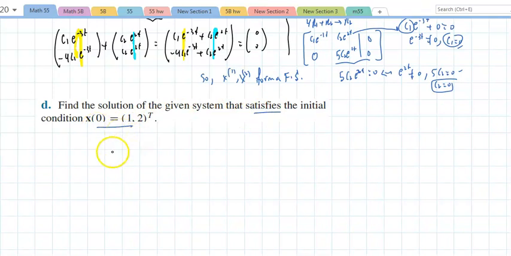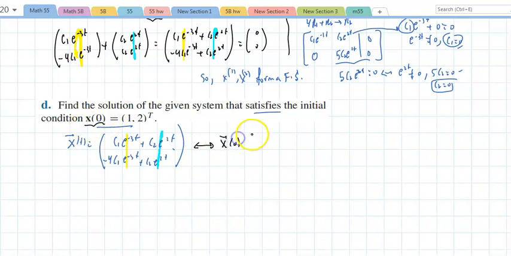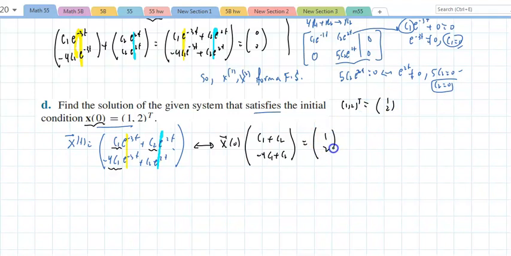Meaning what? Meaning, if I take x of t, which is c1 e to the negative 3t, c2 e to the 2t, negative 4 c1 e to the negative 3t plus c2 e to the 2t. Again, the first vector and the second vector, right? And if I take x sub 0, so replace t by 0, wouldn't that be c1 plus c2? And wouldn't that be negative 4c1 plus c2? And I want this to equal the transpose of this. So 1, 2 transpose is actually 1, 2. And I want to solve this equation.